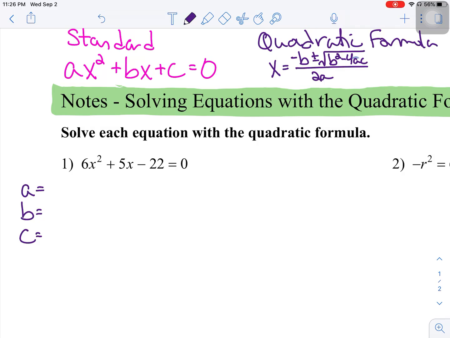So I'm going to go across. The coefficient of x squared is 6. The coefficient of x is 5. And the constant in this problem is negative 22. And yes, the negative matters, so make sure you don't lose it.